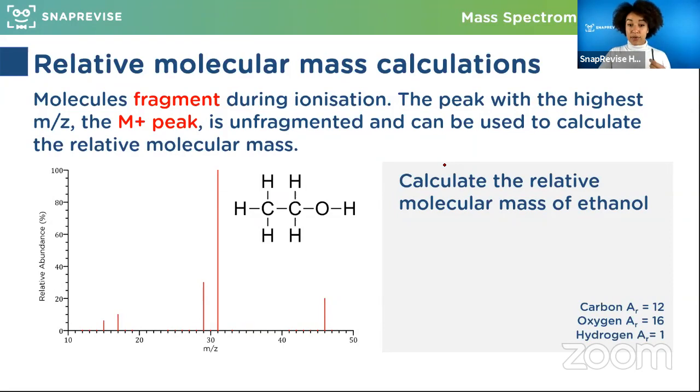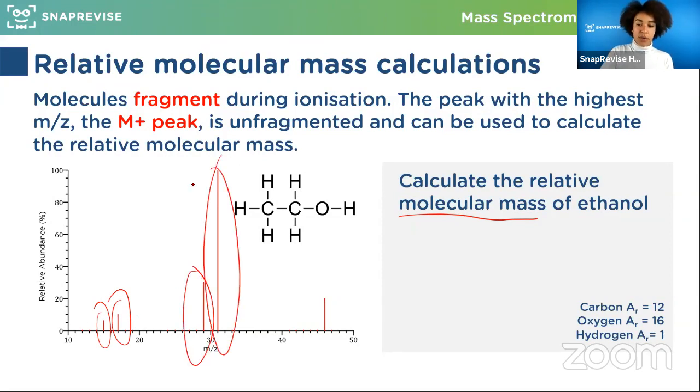And that is actually really helpful because it means that we have lots of different peaks. We're going to be talking about what their use is in a little bit. But the first thing we're going to do is calculate the relative molecular mass. So when they fragment, we've got all of these other peaks here, and we're going to ignore them if we want the relative molecular mass, right?